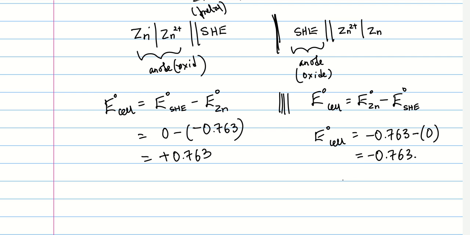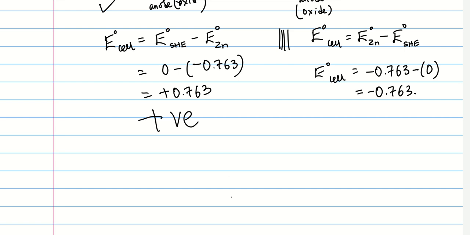So from this we can say that since the E cell is positive in this case, we say that this reaction is feasible. So if you write this reaction, you will see that zinc is actually oxidizing. So let's say it's zinc with hydrochloric acid. So zinc will get oxidized. That means zinc will form zinc chloride and hydrogen will be liberated. So that's another application of the electrochemical series.